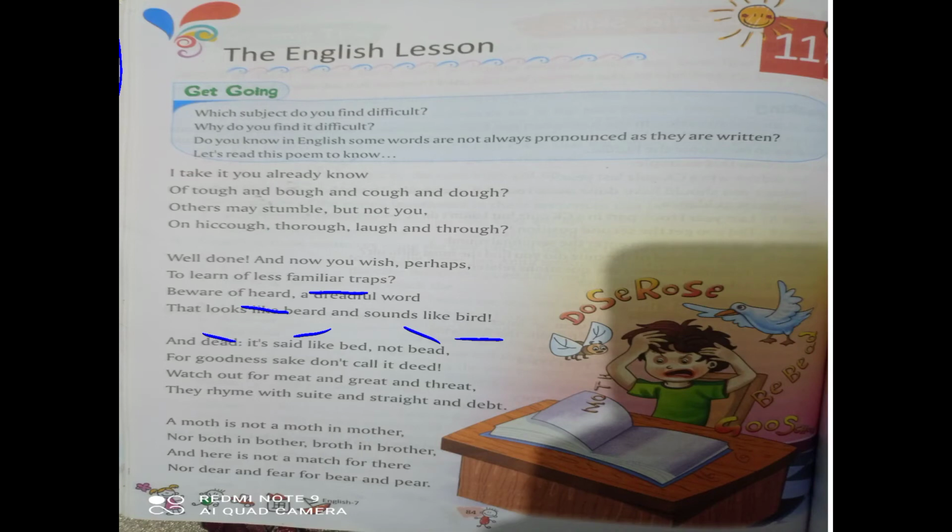While you are seeing that in "bed" also only "ed" is coming, the sound in the last is the same in "dead" and "bed". But "bed" and "beat", both are different. So "bead", "bead" is coming in this also, "deed", so it is the same but we are reading it "beat". For goodness' sake don't call it "deed", watch out for "meat" and "great". So you can see "deed" and "meat" are different in letters at the end, but the sound in the middle, that is the "e" sound, is coming.